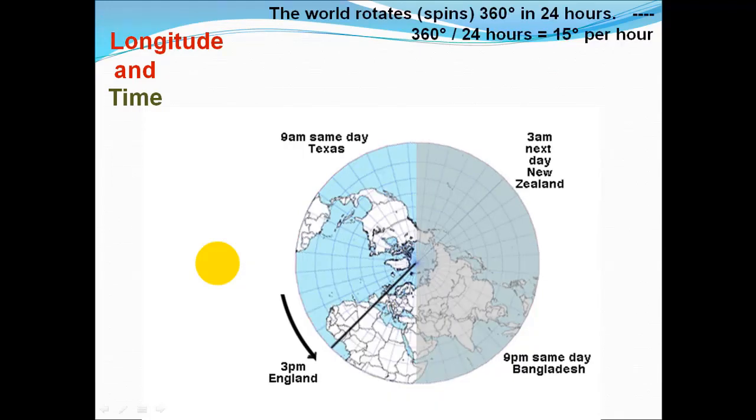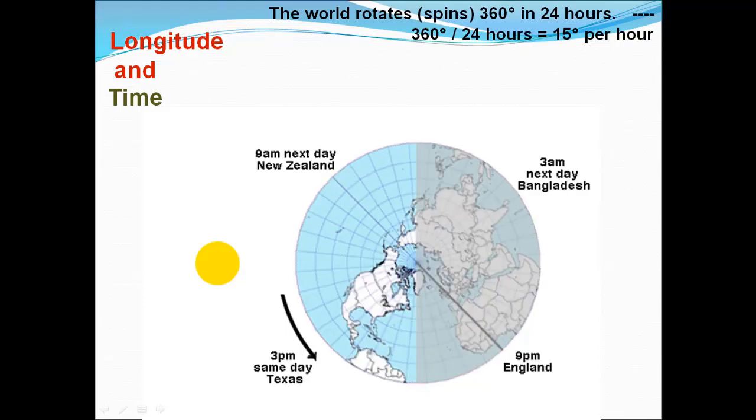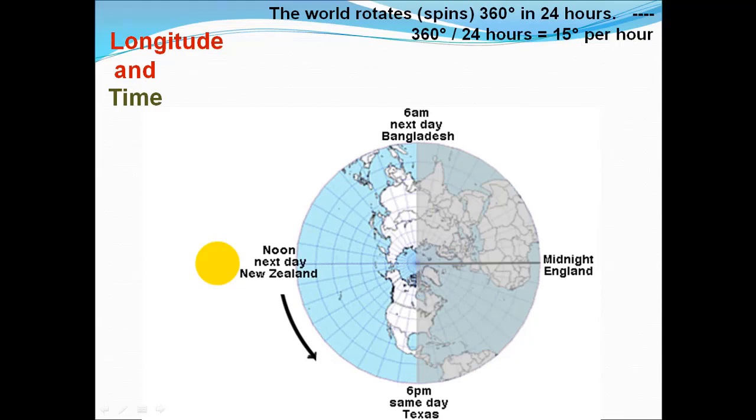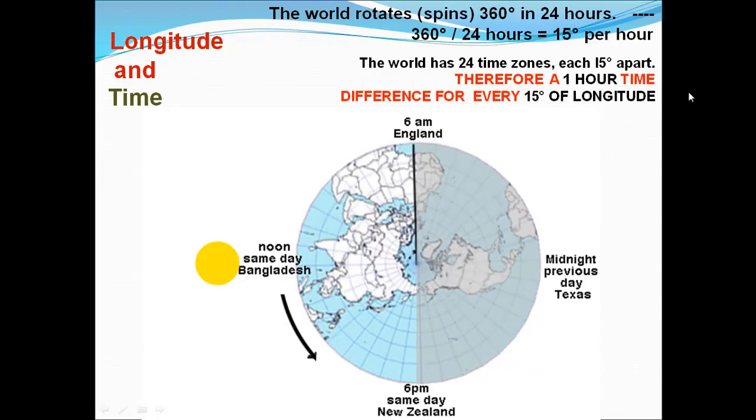Now we'll understand the relationship between longitude and time. As you know, the world rotates or spins on its own axis. It takes 24 hours to complete one rotation, and that equals 360 degrees. Now 360 degrees divided by 24 hours equals 15 degrees per hour. It means in 1 hour on its own axis Earth covers 15 degrees longitude. The world has 24 time zones and each is 15 degrees apart. Therefore, there is a 1 hour time difference for every 15 degrees of longitude.